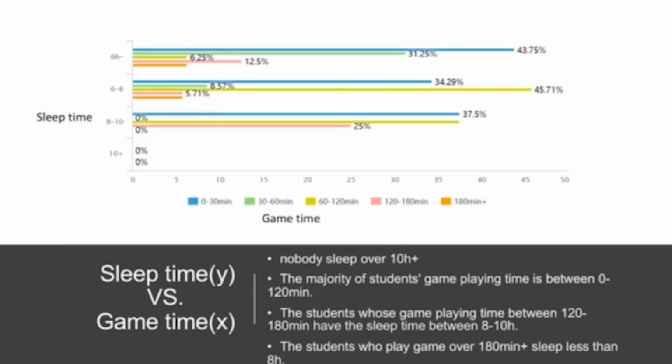that, first, nobody sleeps over 10 hours. The majority of students' game playing time is between 0 to 112 minutes. Then the students whose game playing time is between 112 minutes and 118 minutes had sleep time between 8 to 10 hours. Finally, the students who play games over 118 minutes sleep less than 8 hours.